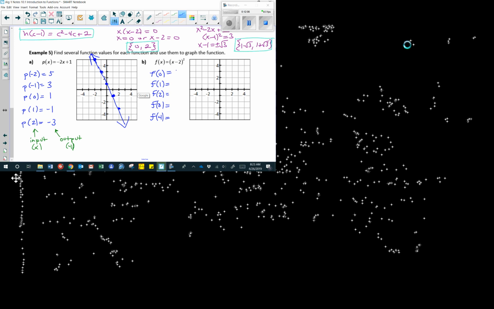F of 0 is equal to 4, f of 1 is equal to 1, f of 2 is equal to 0, f of 3 is equal to 1, and f of 4 is equal to 4. And if we graph those points, you have a nice quadratic function in the shape of a parabola for its graph. And that is today's lesson.